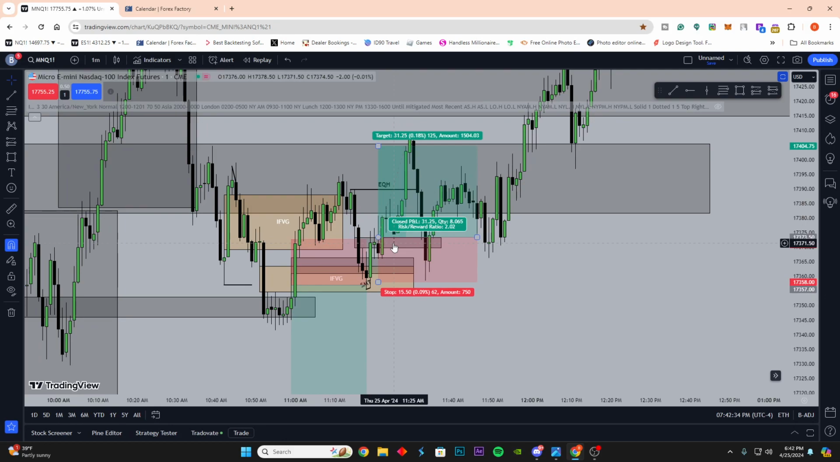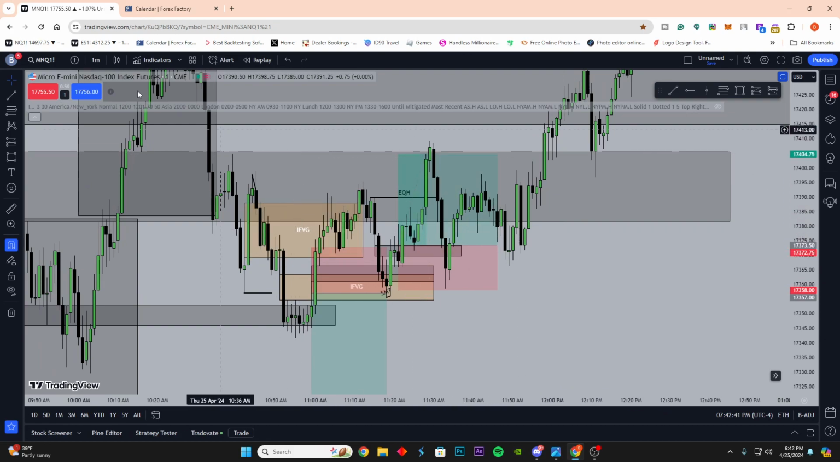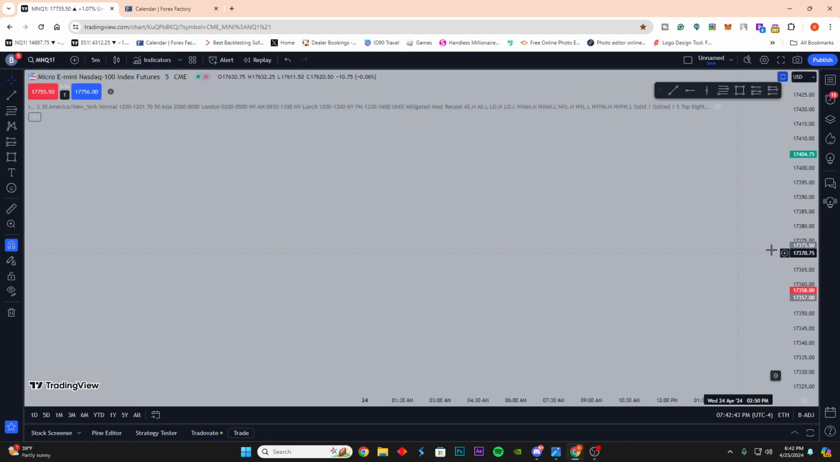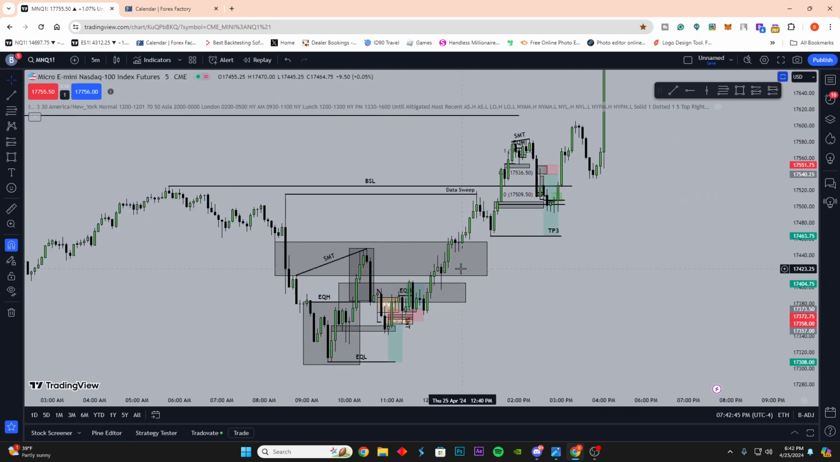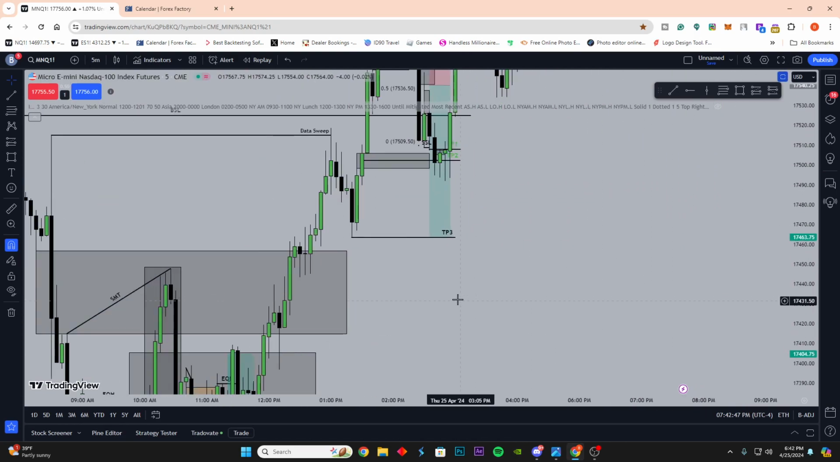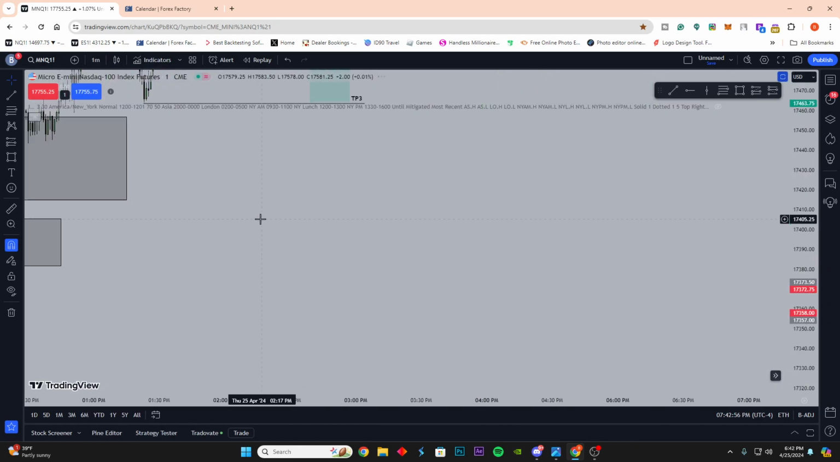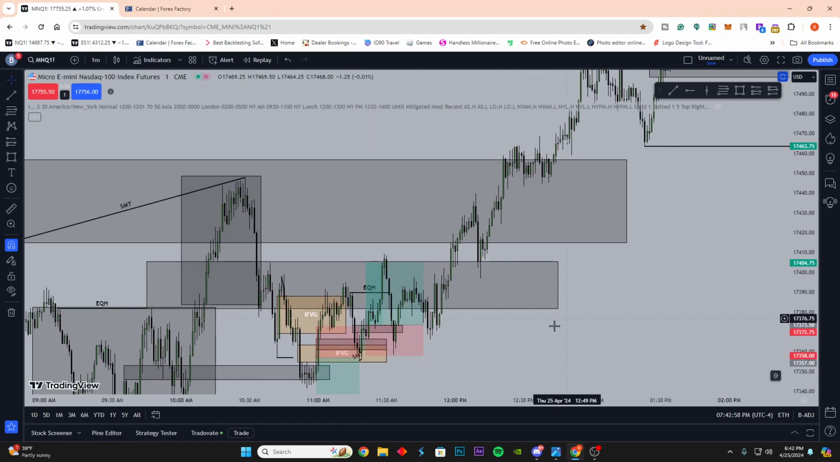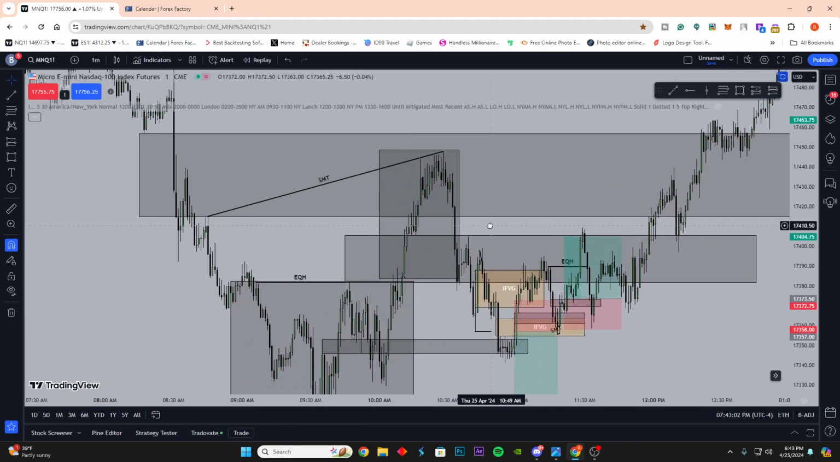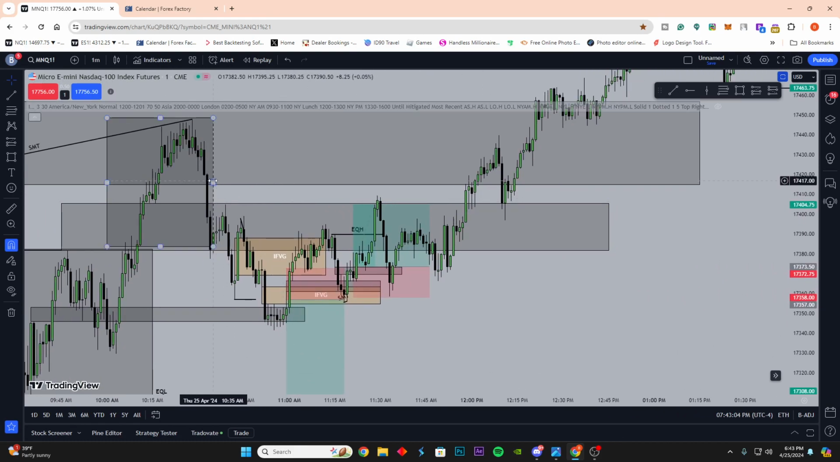We had tapped into this 1 minute inverse, and this is where I entered, targeting up to here, which I believe was a 5 minute. Yeah, it was. Let me make sure it's the right thing. Yeah, that was on the 5 minute there, but on the 1 minute, I just wanted to target these highs, which was also in another fair value gap here.